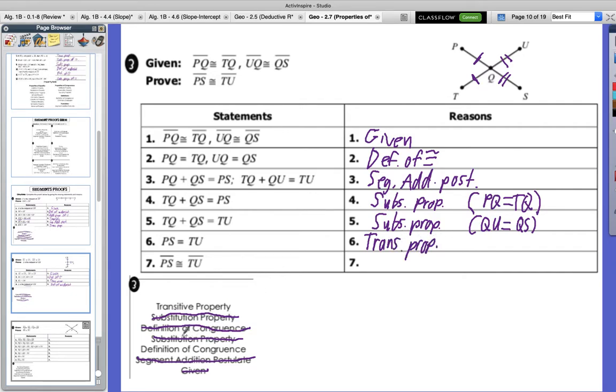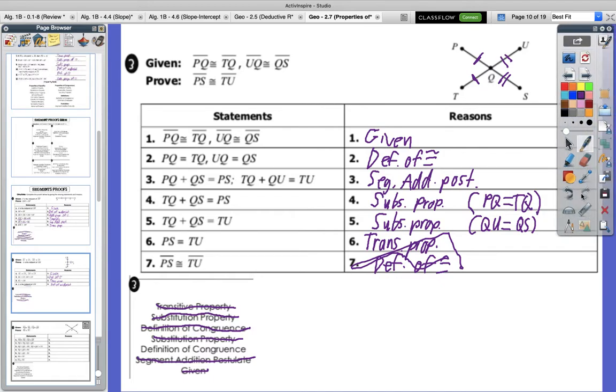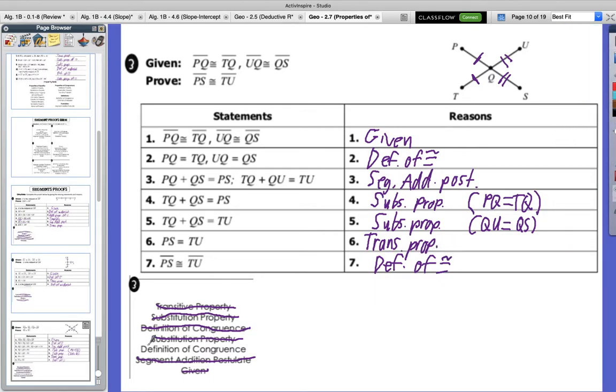And then last but not least, we have two segments having their measures equal. Now we're told the segments are congruent. It's a reverse of step 1 to step 2. So this last step will be the definition of congruence again, because definitions can go both ways. And we finished up number 3.